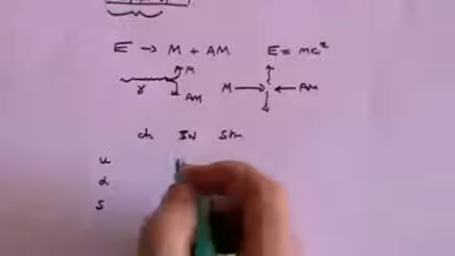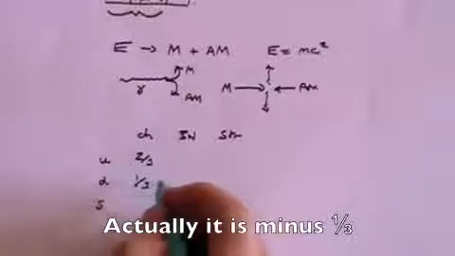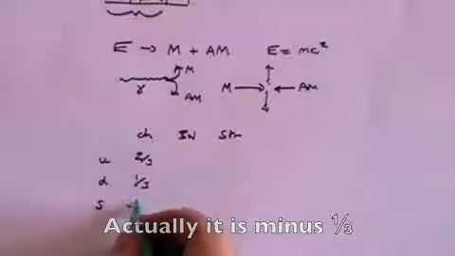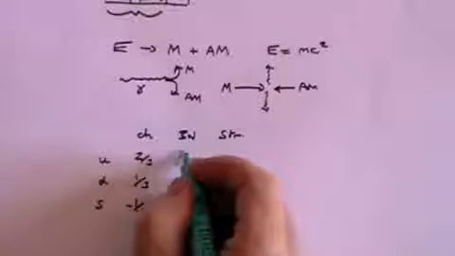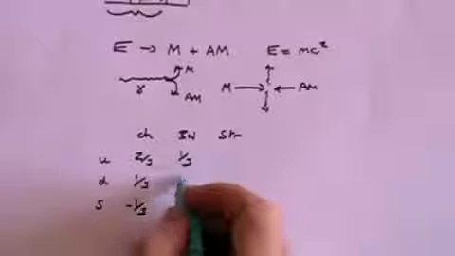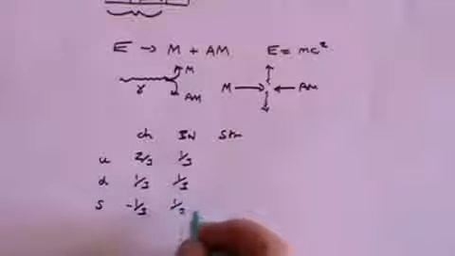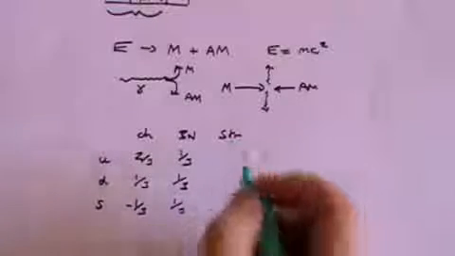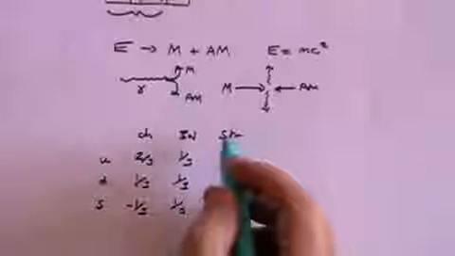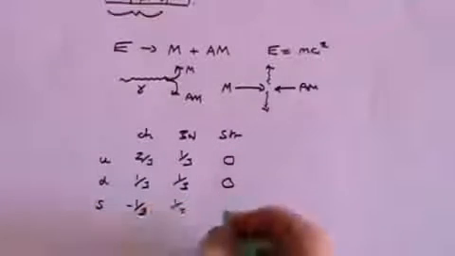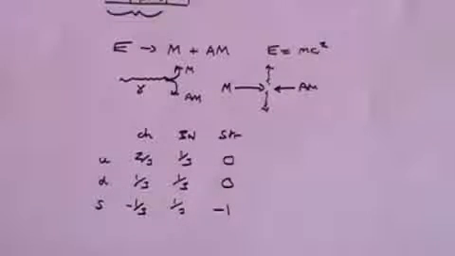The charge of an up quark is 2/3. The charge of a down quark is -1/3, and the charge of a strange quark is -1/3. The baryon number of an up quark is 1/3, the baryon number of a down quark is 1/3, and the baryon number of a strange quark is 1/3. The strangeness of an up quark is 0, the strangeness of a down quark is 0, and the strangeness of a strange quark, by a peculiar notion, is -1.